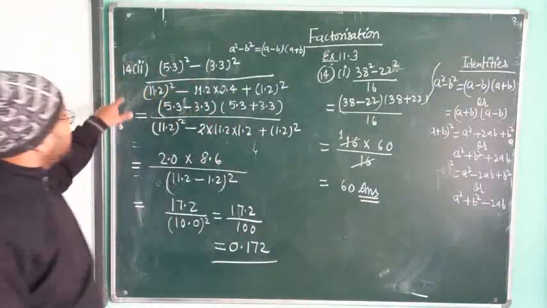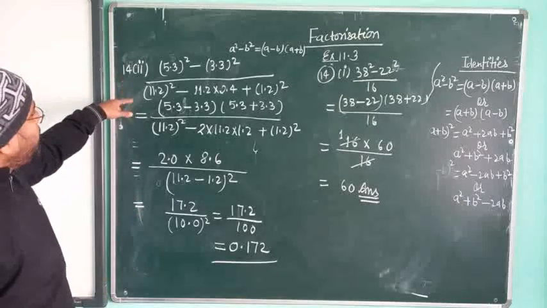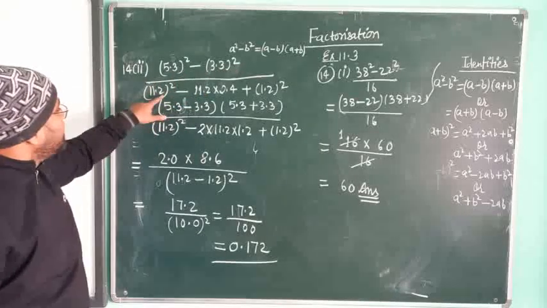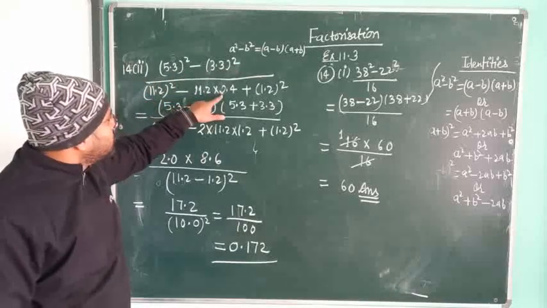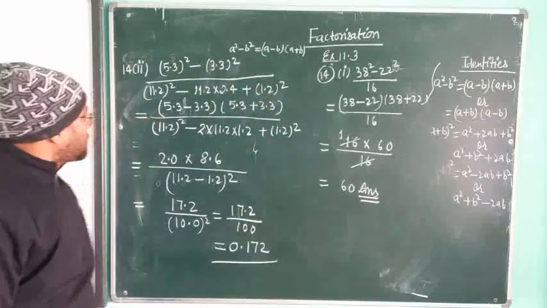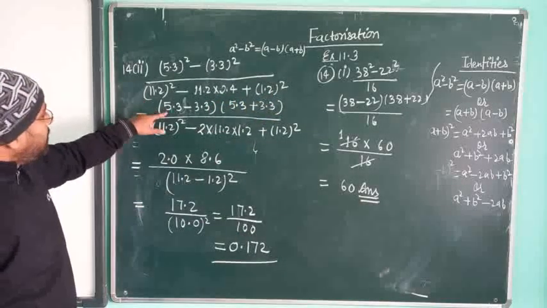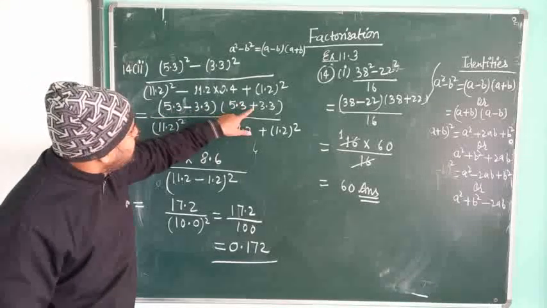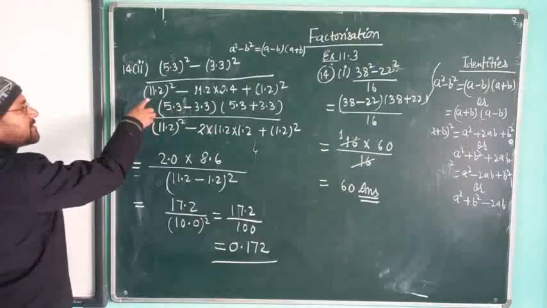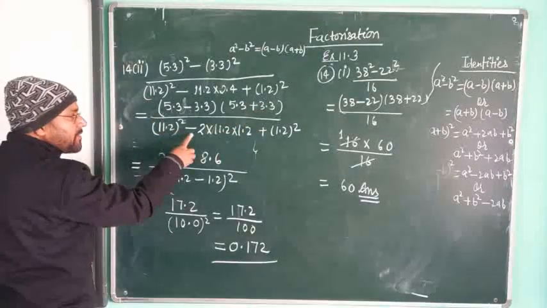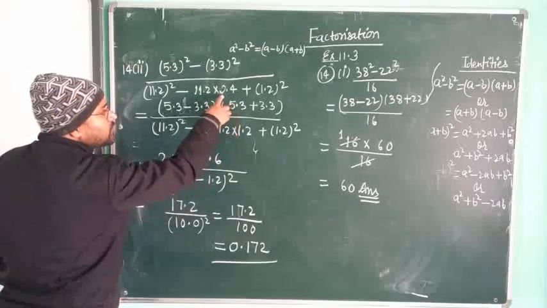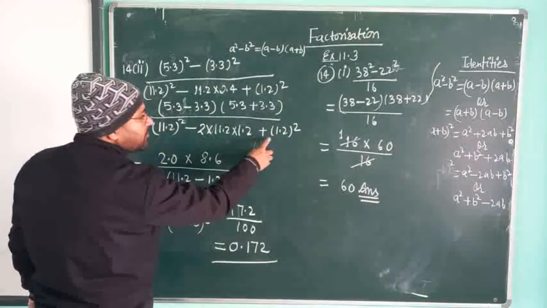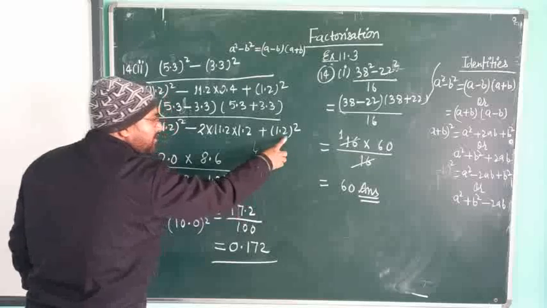And see this one. The second part is here. 5.3 whole square minus 3.3 whole square upon 11.2 whole square minus 11.2 into 2.4 plus 1.2 whole square. Now if we solve this one, 5.3 minus 3.3 in one bracket and another bracket 5.3 plus 3.3 upon this one. I can write 11.2 whole square minus 2 into 11.2 into 1.2, because 2 I have taken as the right side of this one, plus 1.2 whole square. B is this one, 1.2.